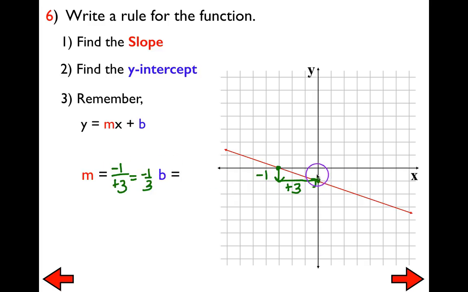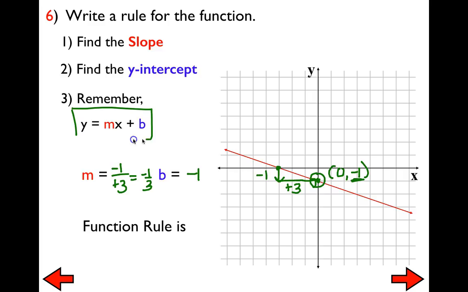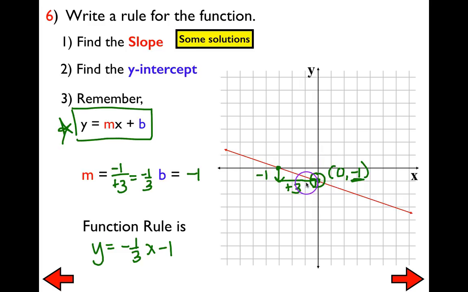Now in order to find b, which is right here, the ordered pair would be 1, -1. So b is -1. Now that I have both, I can go ahead and make my function rule using slope-intercept form. So it's going to be y equals -1/3 x minus 1. So now I'm going to list some more solutions. So here, that solution would be 0, -1. This one would be -3, 0.